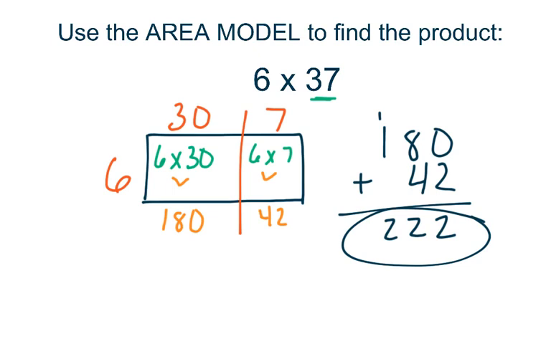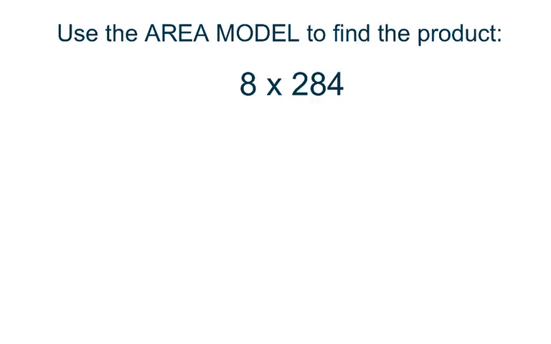I want you to go ahead and practice the area model again with a larger number. This one is 8 times 284. Go ahead and draw your rectangle. There are 3 pieces here, 3 place values, so you're going to separate your rectangle into 3 portions. I'm going to ask you for all 3 partial products, and then I'm going to ask you for your final product.